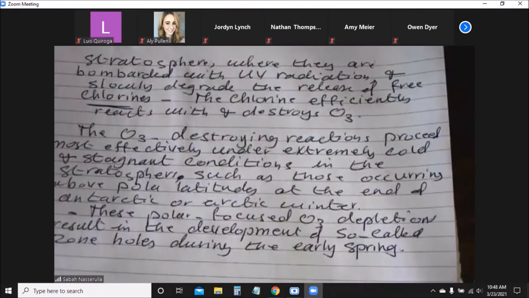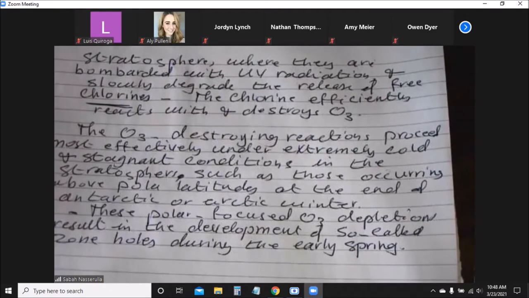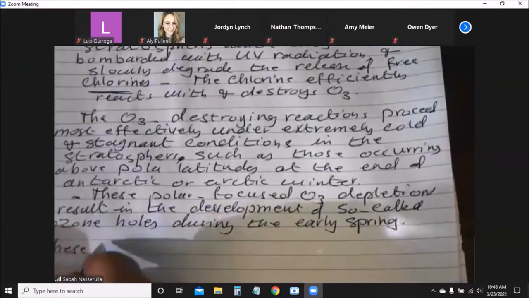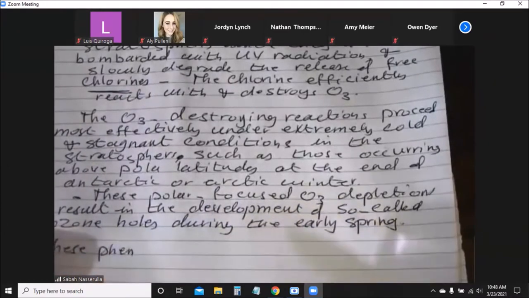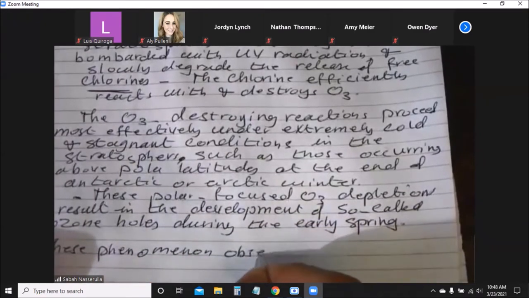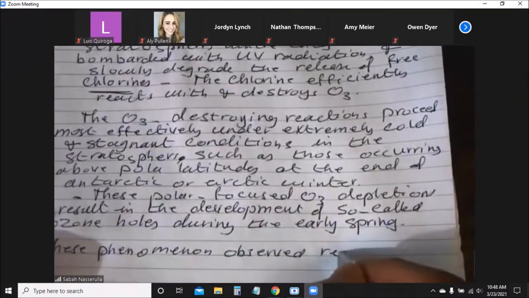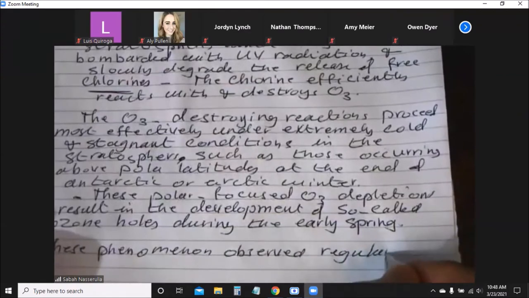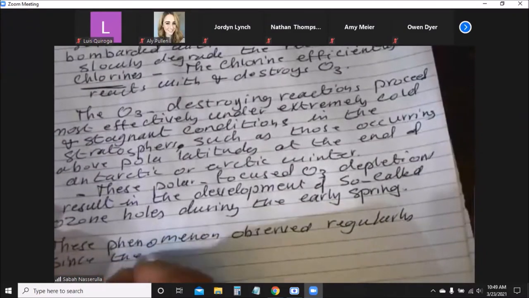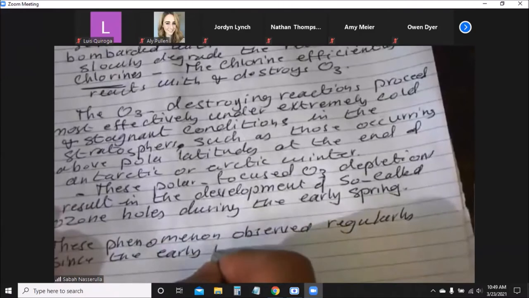And basically, this has been observed very extensively during the 1980s. And since then, of course, when they realized this, to mention this phenomenon here, these phenomena have been observed regularly since the early 1980s.